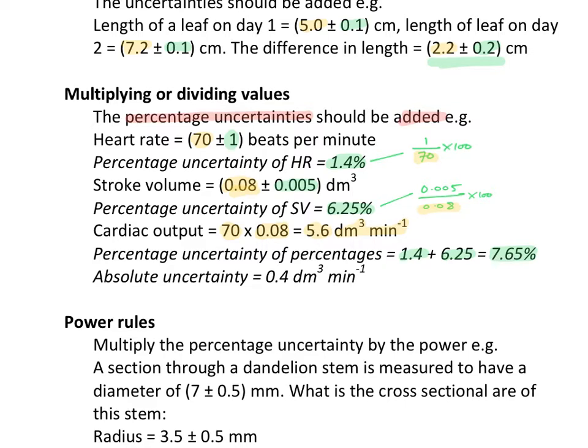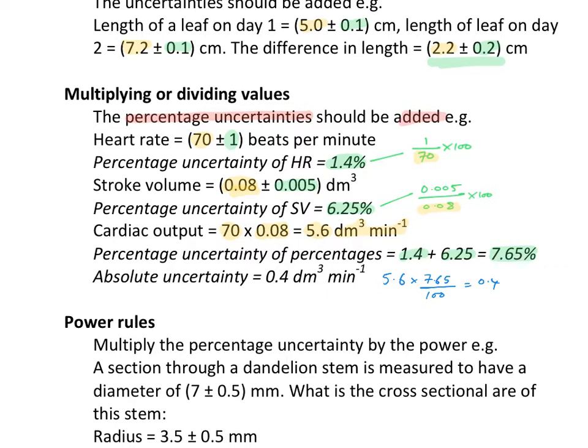Oops, wrong pen. Sorry about that. There'll be lots of that normally. So my answer of 5.6 from above times 7.65 divided by 100 equals 0.4. Just check it before I say that that's true. Times by 5.6. 0.4284, but I'm quoting them to the same number of decimal places as the answer.